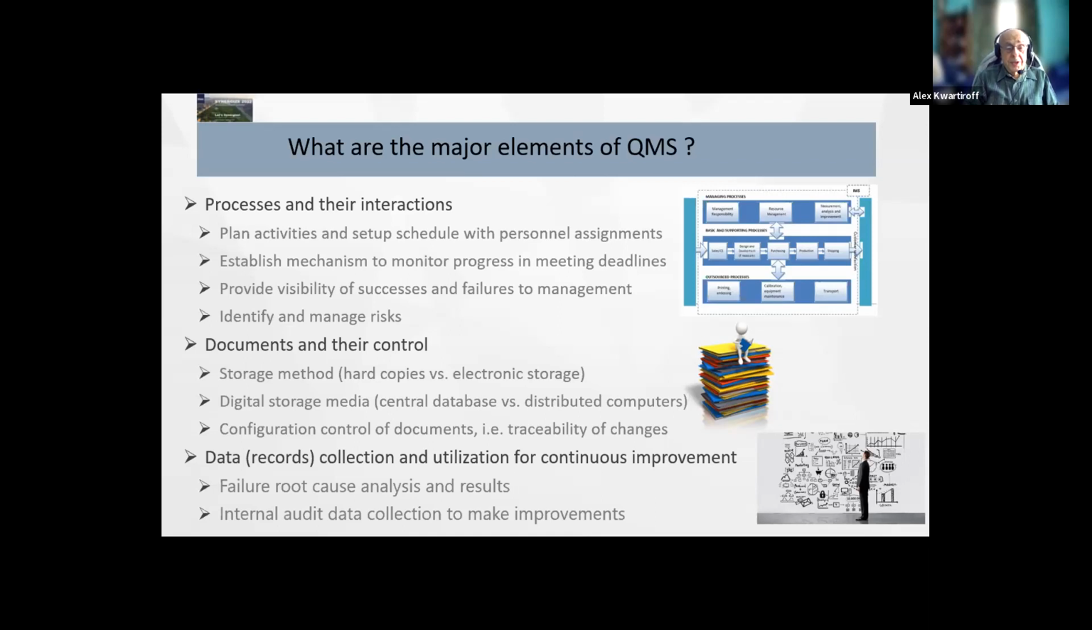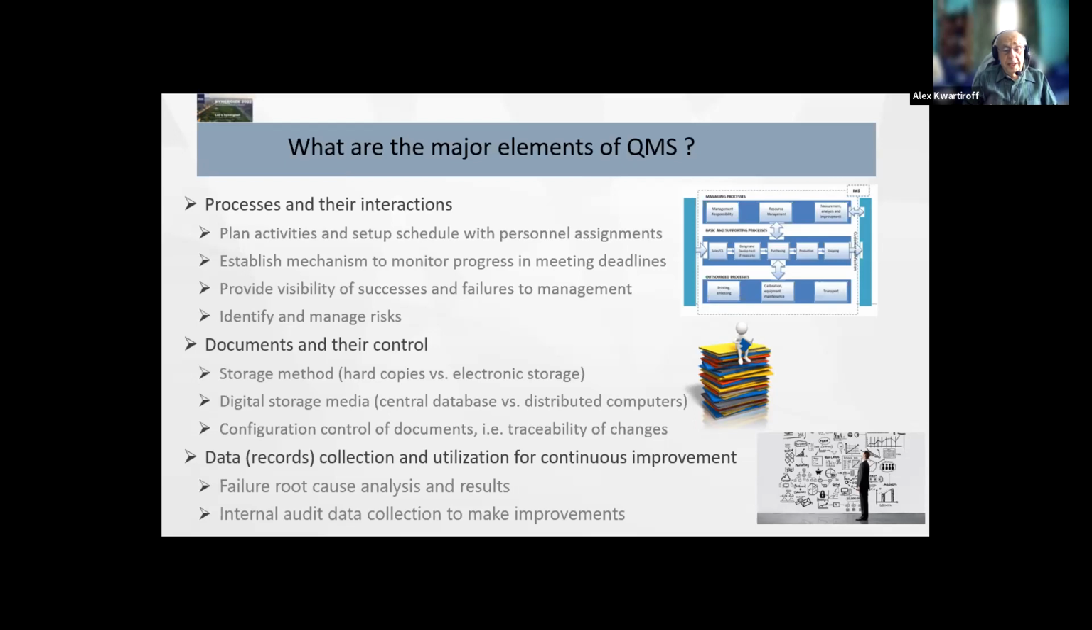Then the next part of your QMS is your documents and their control. Documents, like I mentioned before, cover everything, both internal and external documents. And now comes the storage method, because ISO doesn't dictate how you store or control them. You can still have all of your documents stored as hard copies, and that's allowed, but obviously it has a lot of disadvantages versus electronic storage. When you deal with electronic storage, there are also different media: a central database where everything is stored centrally, whether on-site or off-site, versus distributed computers, so that you have different data stored on different computers. That's really your decision how you want to manage this.